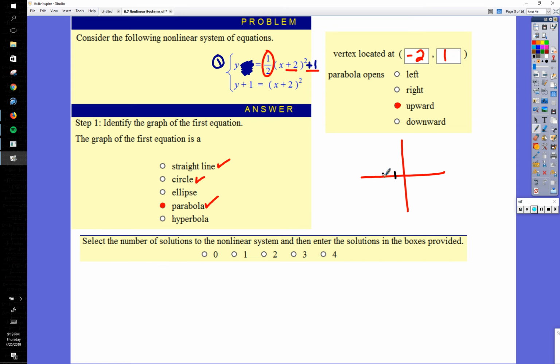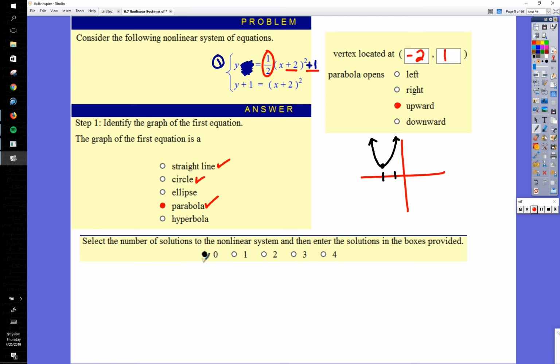If we go to -2, and we go to +1, and we put it up, then we have our concavity upwards. So even though I'm not graphing the exact parabola, I'm just getting a little sketch of it. Notice what we're asking: select the number of solutions to the nonlinear system in the boxes provided. As you see, we have no real solutions for this one right here. The only solutions we would get would be imaginary, which right now we're not going to be considering. And so we would end up getting no solutions for something like that.